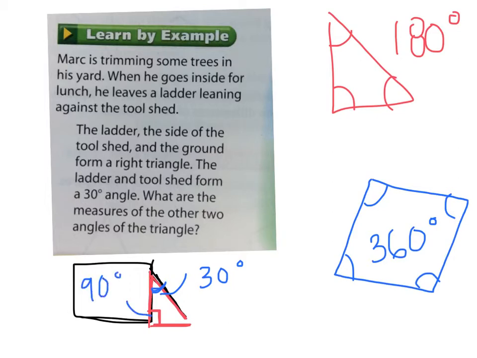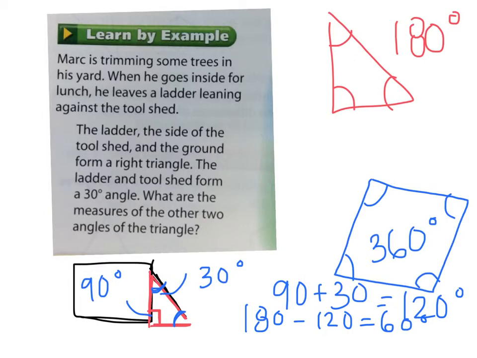Can we use this information to find out what this one is? Yes. How could we do that? Because we know that the total sum of all three angles must be how much? 180 degrees, and we already know 2 of them, so we can find 180 minus 120 means the last one is 60 degrees. So to answer this question, we would write 90 degrees and 60 degrees. Yes?